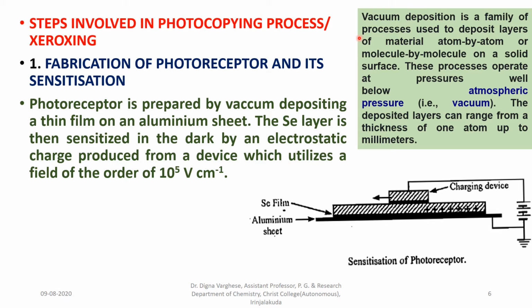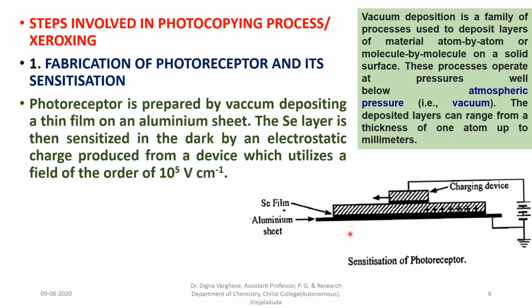So it is known as vacuum deposition. One material is deposited on the other material in layers, atom by atom or molecule by molecule. The deposited layers can range from a thickness of 1 atom up to millimeters. So it is a thin film.